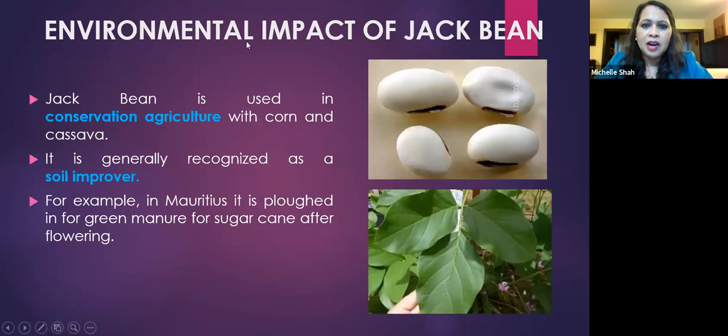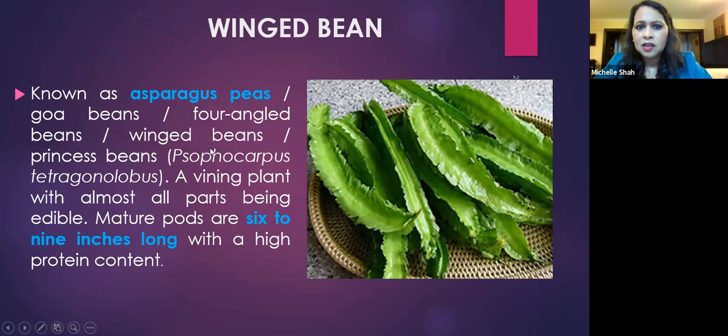The environmental impact of the jack bean, it is used in conservation agriculture with corn and cassava, and it is generally recognized as a soil improver. So in other countries like Mauritius, it is plowed for green manure for sugarcane after flowering. So it's a form of green manure to supply nitrogen to the soil. Then finally, the winged bean, this is the last local bean we have grown in Trinidad, but is not very popular, known as the asparagus peas or goa bean. It has four angled wings, which you can see in the picture.